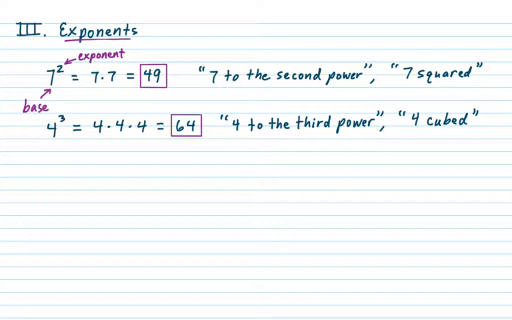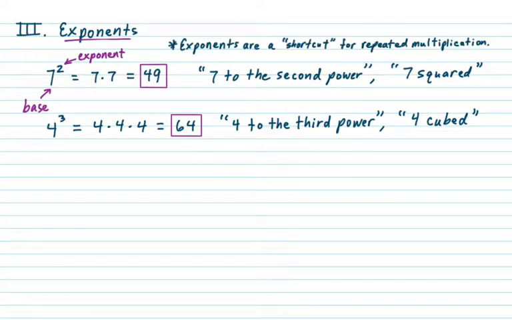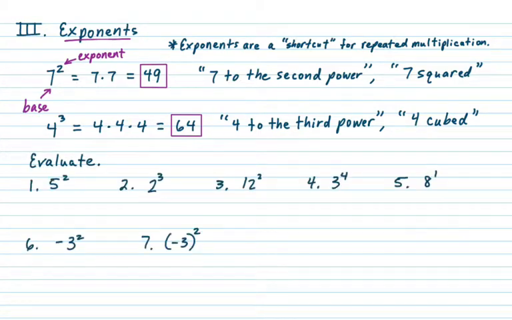Now, I do want to mention one more thing here. Exponents are a shortcut or a nice, easy way to write repeated multiplication. Instead of writing 7 multiplied 10 times, I could just say 7 to the 10th power, for example. That's what we use exponents for. All right, so now I'm ready for you to practice. I've got some problems for you to evaluate, and then I would encourage you to watch the video and see how you did.